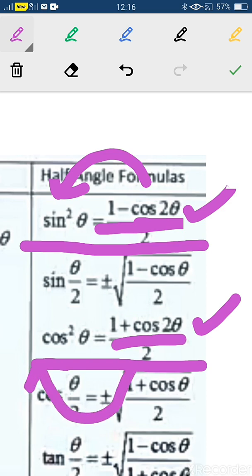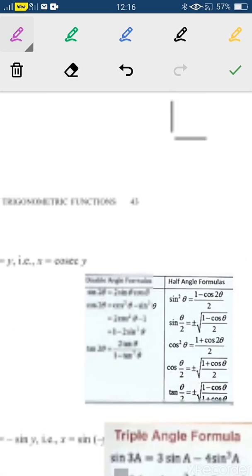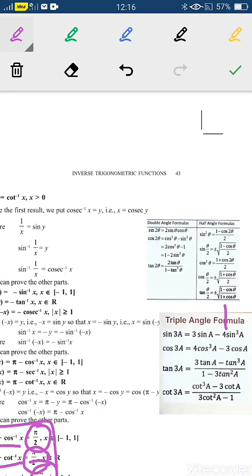I am taking trigonometric functions again here because we have to solve the exercise in which we are going to use these formulas. So I have taken these formulas from class 11, right? So make sure you learn these formulas before starting with the exercise. Moving on with the next page now.